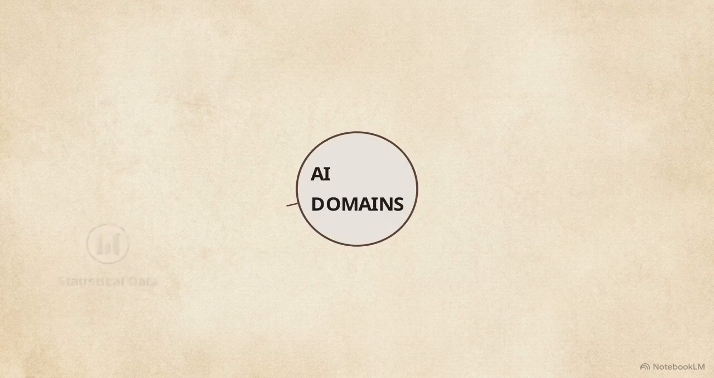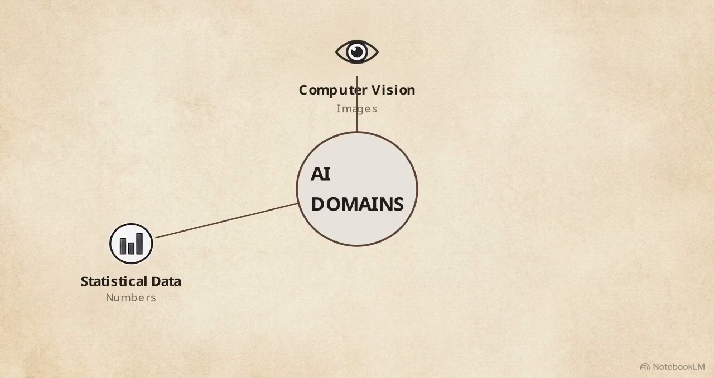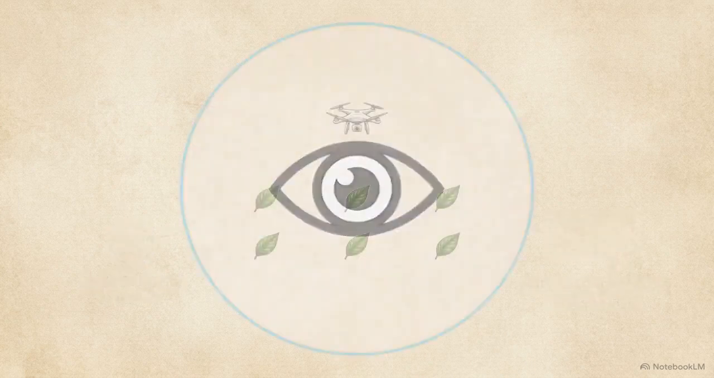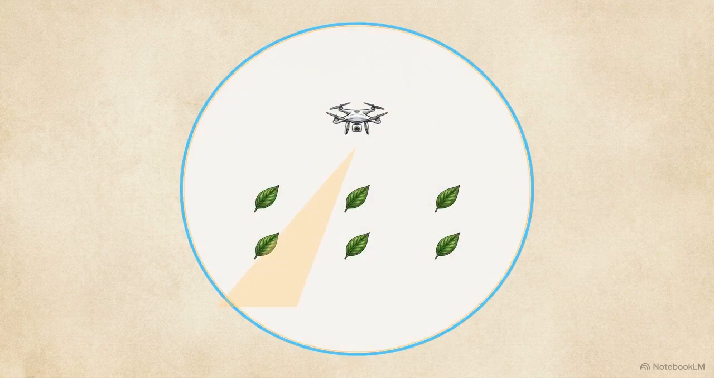Before starting the cycle, we must determine our data type by selecting an AI domain. We have three choices: statistical data for numbers, computer vision for images, or natural language processing for text and speech. To monitor fields, we process drone images, meaning we need computer vision, enabling machines to interpret physical visual information.